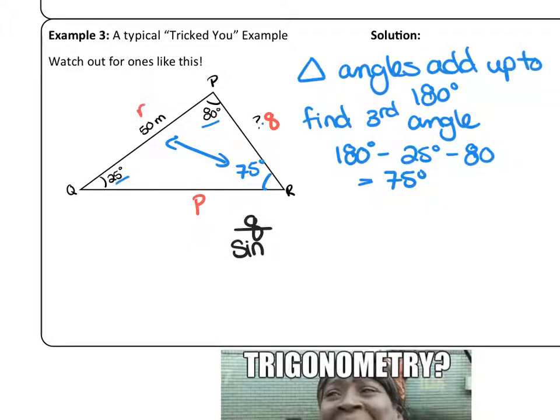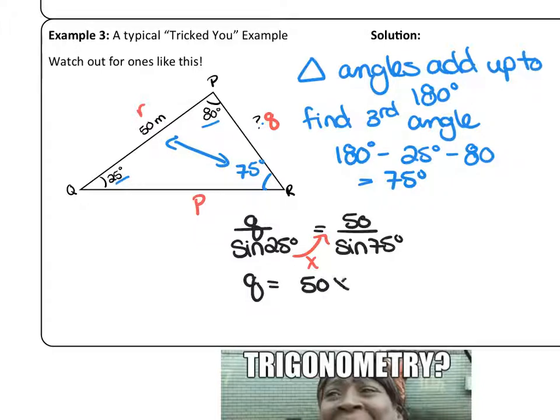Q over sine Q, which is 25. And we know that R is 50 over sine of R, which we found to be 75 degrees. Okay, again, take this side, move it to the other side, and multiply. So Q equals 50 times sine 25, because we moved that sine 25 up, divided by sine 75.